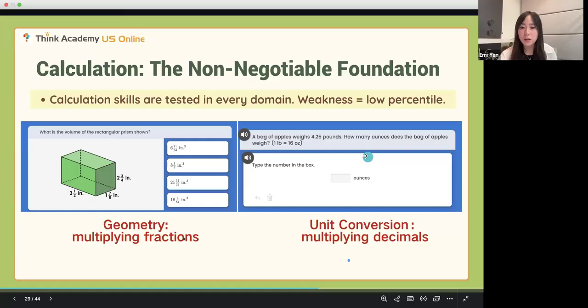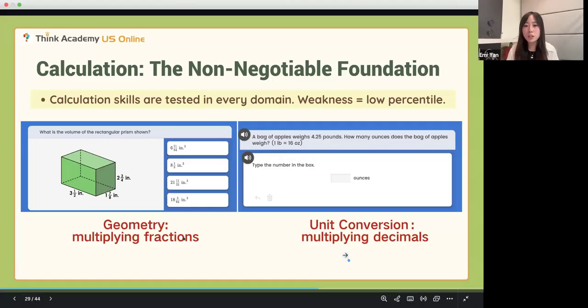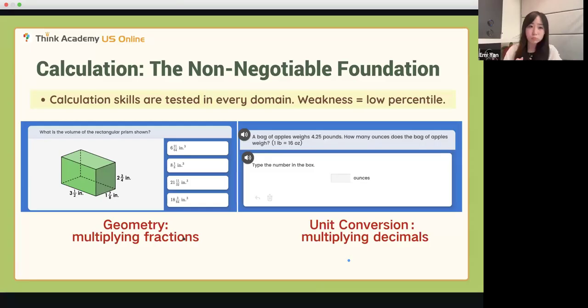And the same thing happens here. We know a bag of apples weighs 4.25 pounds. How many ounces does the bag of apples weigh? This time we're going to do some unit conversion. But even though the formula is very simple, if you cannot do multiplication of decimals, can you figure out the answer? No. So calculation skills are going to be tested in every domain. If you have weakness in this, that means you're going to get a lower percentile for sure.